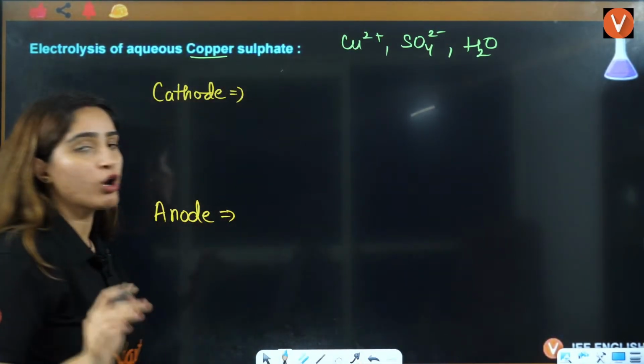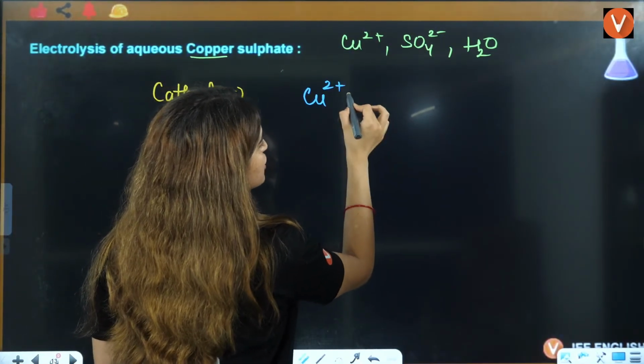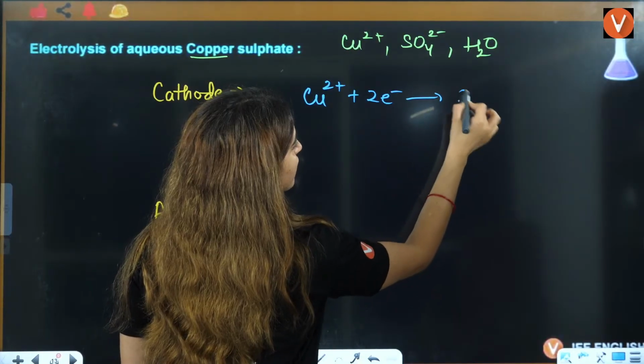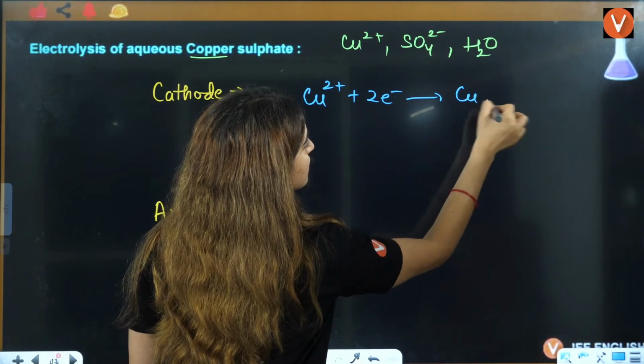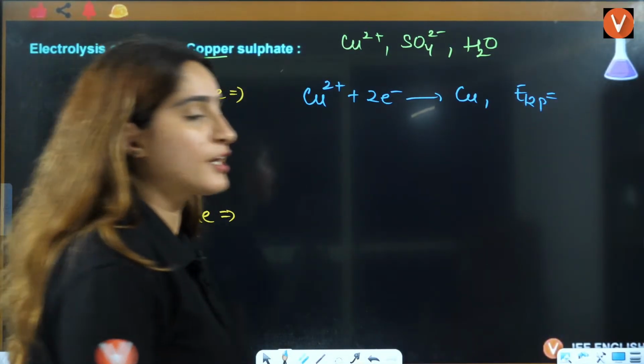Now, when I talk about cathode, on cathode side, you have copper. Now, reduction potential of copper is already very famous. That is 0.34.